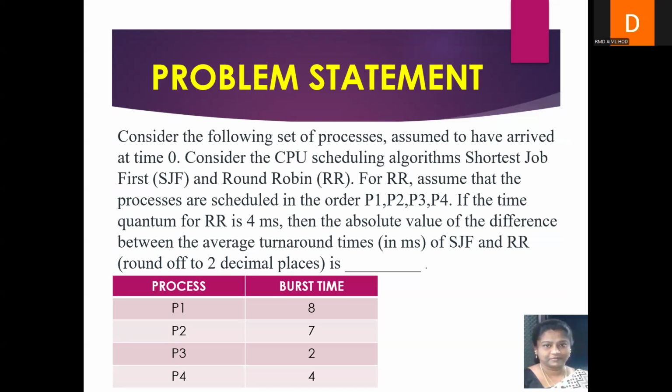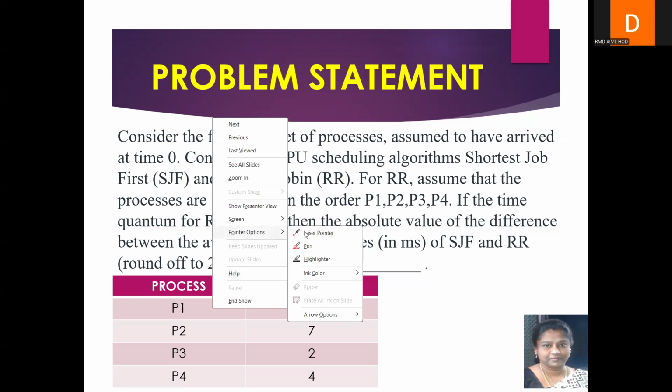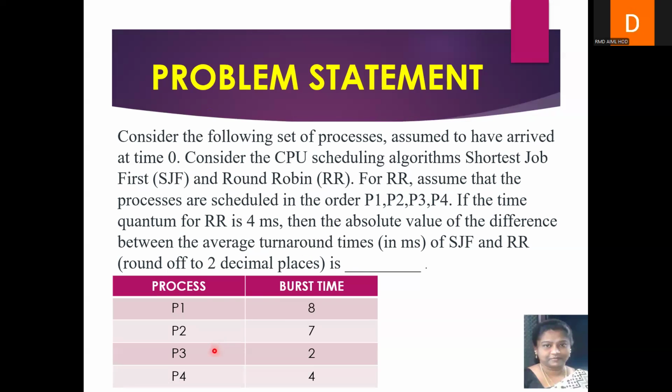The problem statement is given as, consider the following set of processes assumed to have arrived at time 0. So according to the given data, we have 4 processes P1, P2, P3, P4, which are arriving at time 0. That is, the arrival time of all the processes is the same. Now, we have been asked to consider 2 CPU scheduling algorithms, namely shortest job first and round robin.